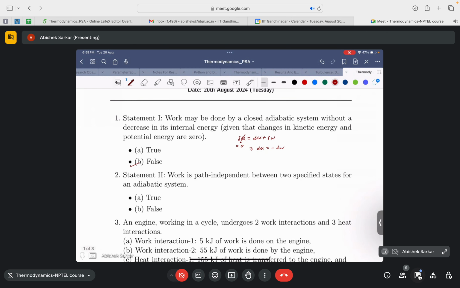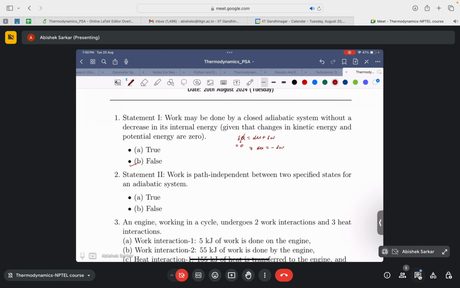Just look at the minus sign, why it happens. Work done on the system would mean that work done is negative by the sign convention. Negative negative would add up, it would become positive, so dU would become positive, so net internal energy would increase. Similarly, work done by the system would be positive by the sign convention, as I mentioned earlier, so it will be minus the magnitude of work done, so dU is negative, so net internal energy would go down. Okay, simple energy balance.